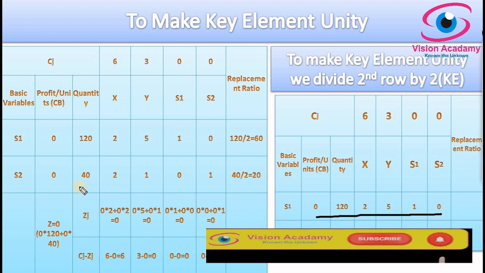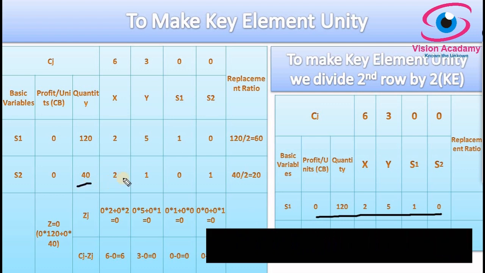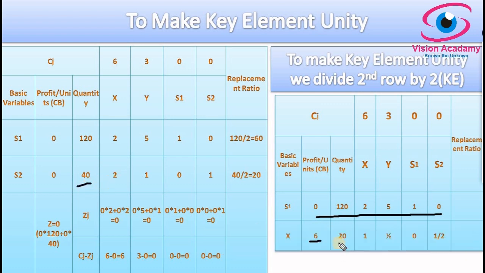And here 40 by 2, it is 20. And 2 by 2, 1. And 1 by 2, 1 by key element, so 1 by 2. And 0 by 2, 0 by key element, the value is 0. And 1 by 2, the value becomes 1 by 2. So to make the key element unity, we have divided the second row by its key element only.